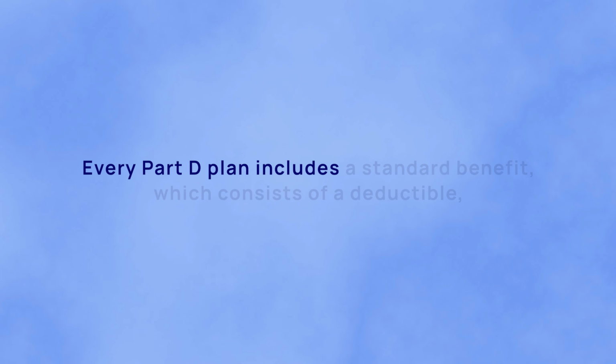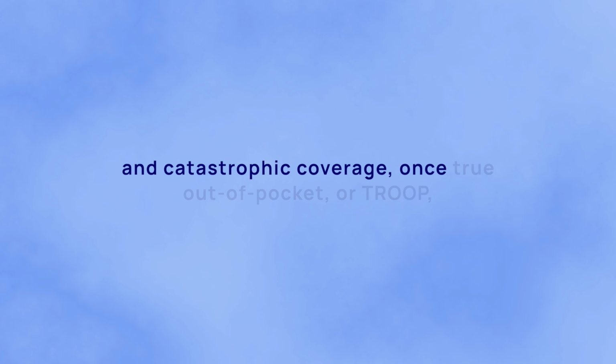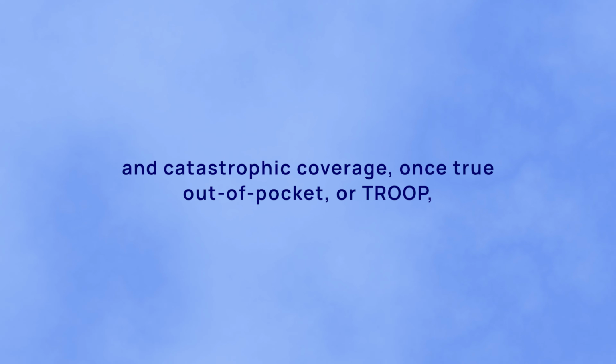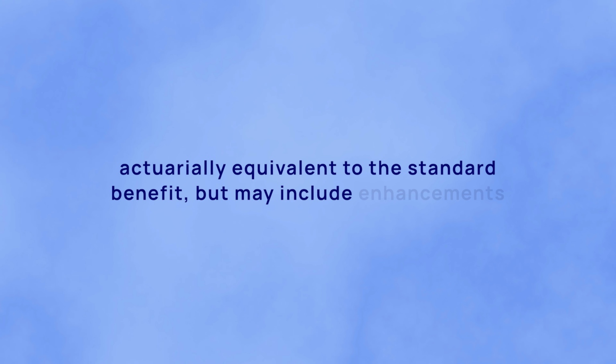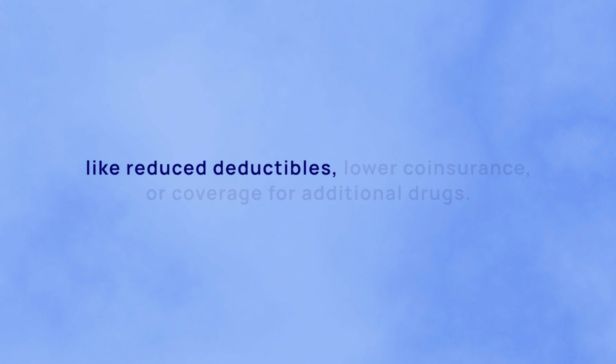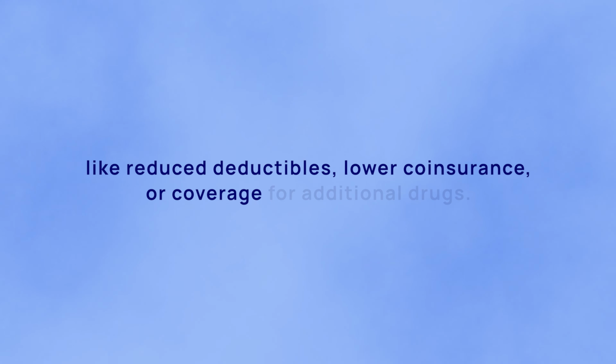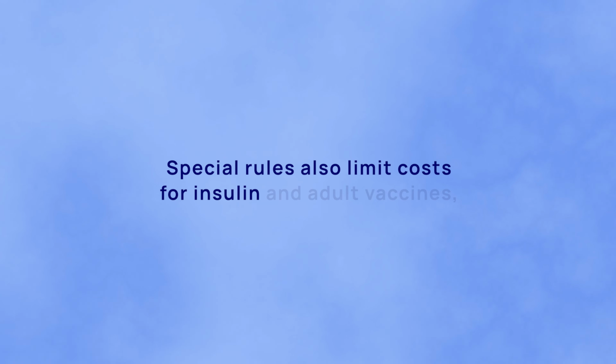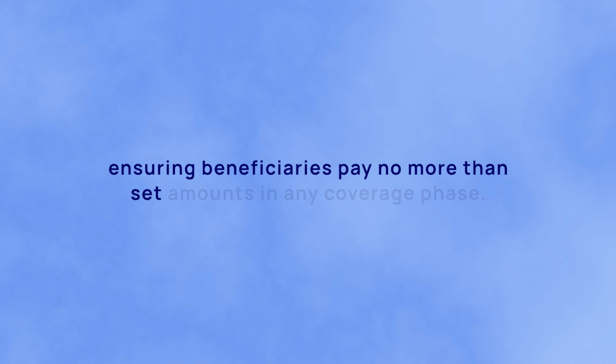Every Part D plan includes a standard benefit, which consists of a deductible, an initial coverage phase, and catastrophic coverage once true out-of-pocket, or TROOP, costs reach a certain threshold. Some plans offer alternative benefits that are actuarially equivalent to the standard benefit, but may include enhancements like reduced deductibles, lower coinsurance, or coverage for additional drugs.